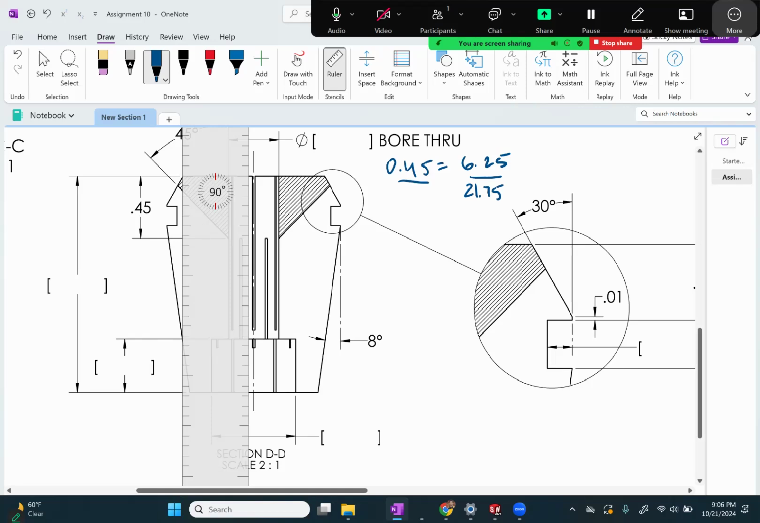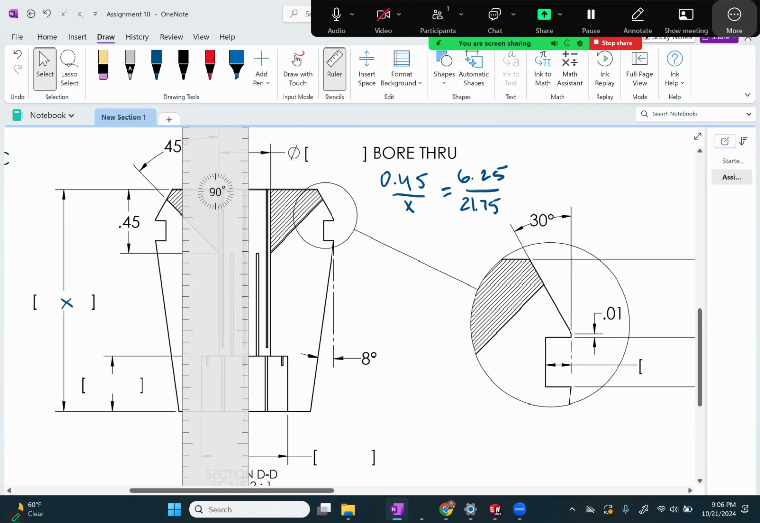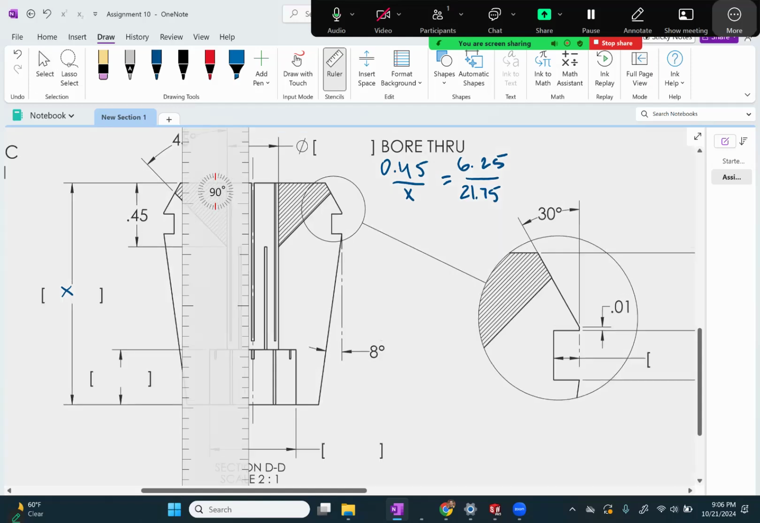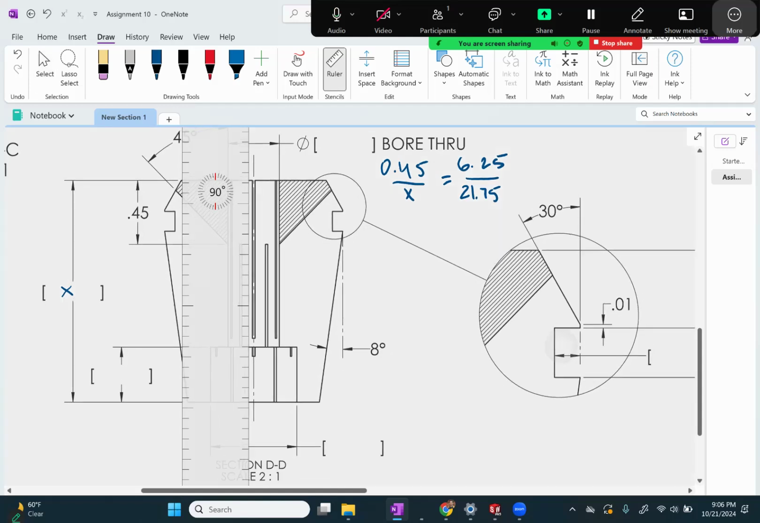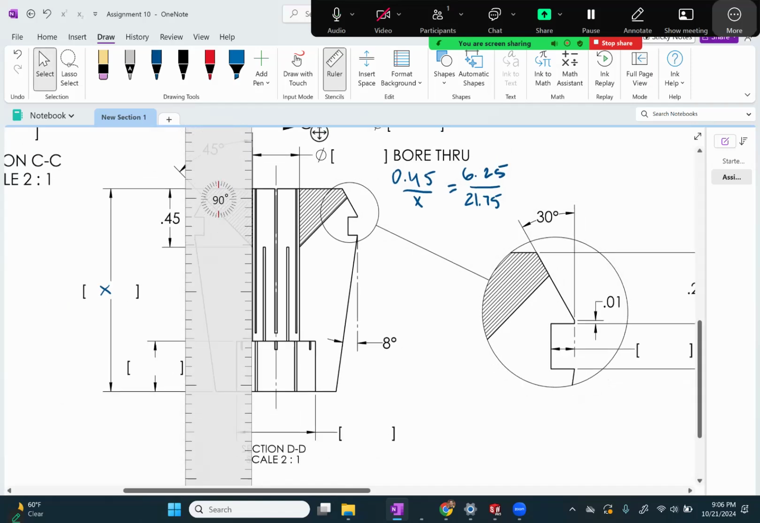What I want to know is what this dimension is. I'll set that variable to be x. So this is the ratio that I have set up. All I have to do now is solve for x. I'm sorry, I'm not doing this on a blank piece of paper. There's a bunch of stuff going on, but we could erase this afterward. Let me make sure this is set back. I might have zoomed out a little bit.